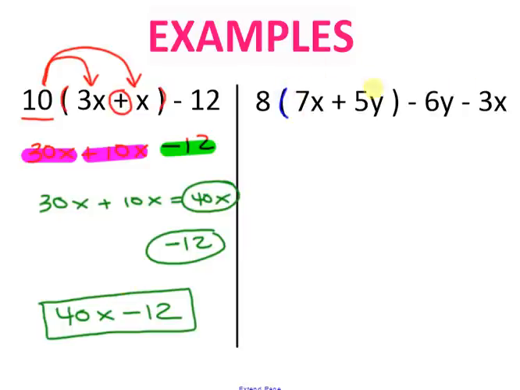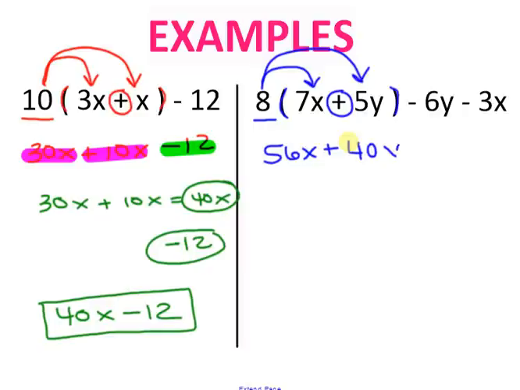All right, let's do one more before you try on your own. Find the parentheses. Here they are. Find the number outside. Here it is. Distribute. 8 times 7x is 56x. Find your operation plus. Bring it down. 8 times 5y is 40y. Minus 6y minus 3x.